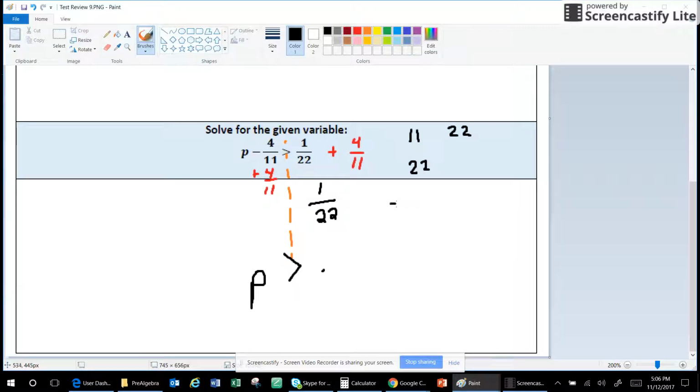Well, the first one's already there. The second one, I multiplied 11 by 2 to make the 22, so I need to do that to the top. 4 times 2 is 8. And I wind up with 9 over 22.